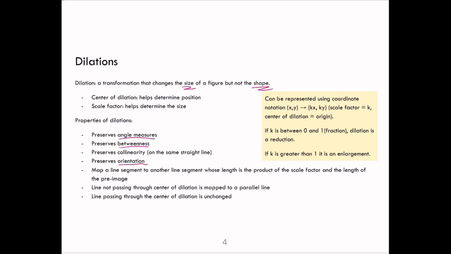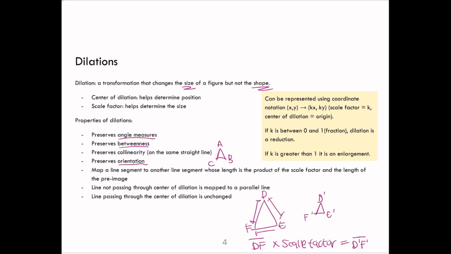It also preserves orientation. So let's say a triangle is ABC, right, in orientation. No matter how much we dilate this triangle, the orientation will still stay the same. It maps the line segment onto another line segment whose length is the product of the scale factor and the length of the pre-image. But basically what that means is, let's say we have triangle DEF right here, right? And we dilated it to D prime, E prime, F prime. So the length of DF times the scale factor is going to be equal to the length of D prime, F prime. That's the case for all these line segments, all the sides of the triangle.